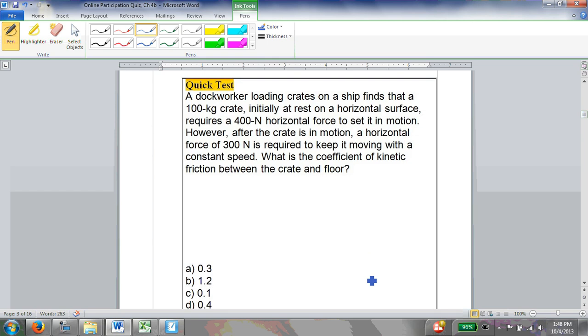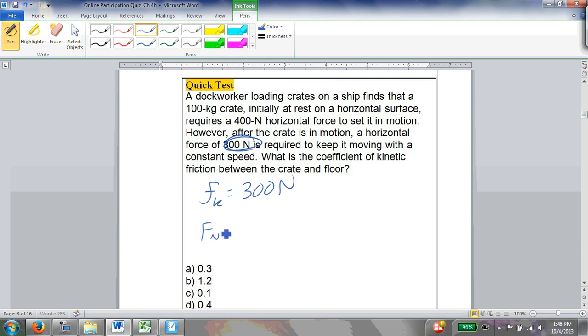A dock worker loads crates on a ship, and finds that a 100-kilogram crate, initially at rest on a horizontal surface, requires 400 newtons to set it in motion, and then 300 newtons to keep it moving. What is the coefficient of kinetic friction? All right, well, you really need to read the problem to find out what's the relevant information here. 300 newtons is my kinetic frictional force. I know that because after I get it moving, that's the force required to keep it moving.